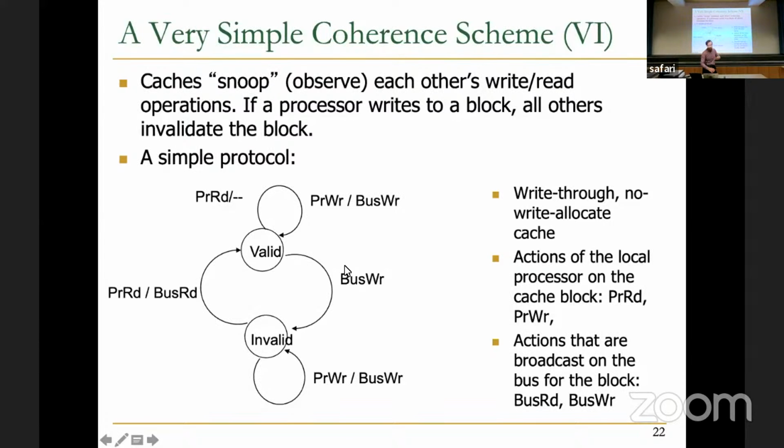So let's take a look at another processor's perspective. If some other processor receives a bus write request, if it has a valid copy, it basically invalidates its block. So that's what happens when you see a bus write request. That's the only place where the bus write request takes effect. Because if you're invalid and see a bus write request, it doesn't make sense, right? Because you don't have the block. But if you're valid and you see a bus write request, you invalidate your copy.